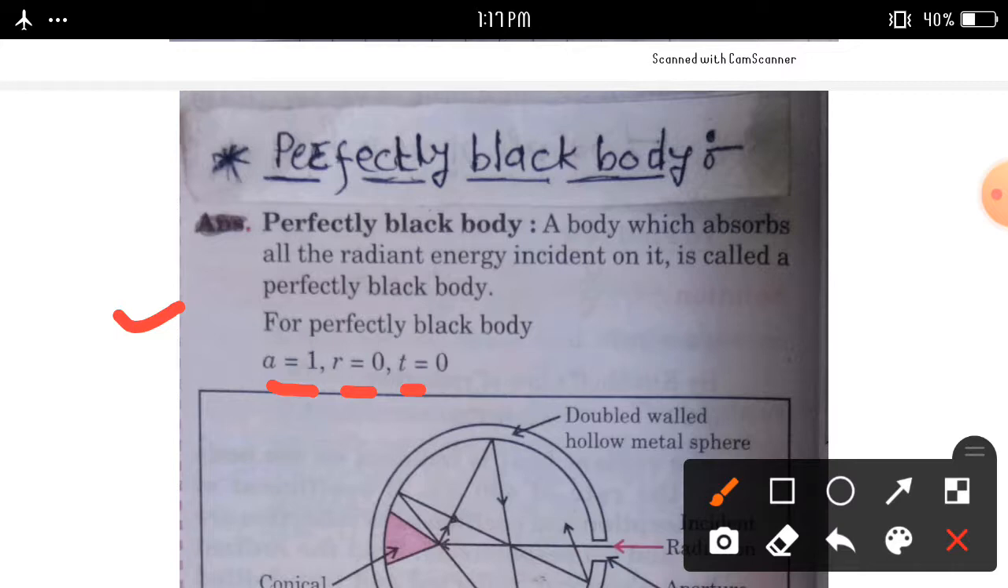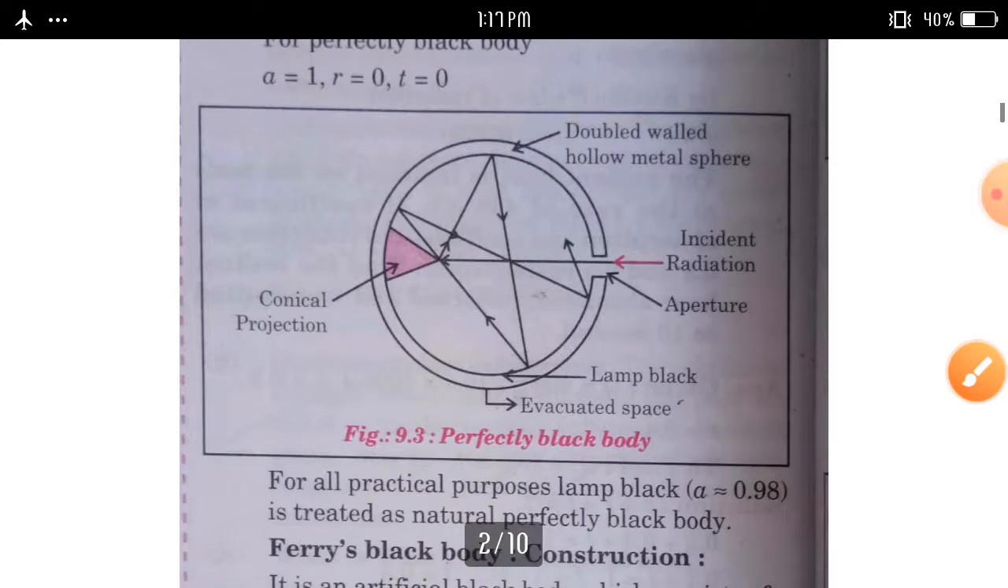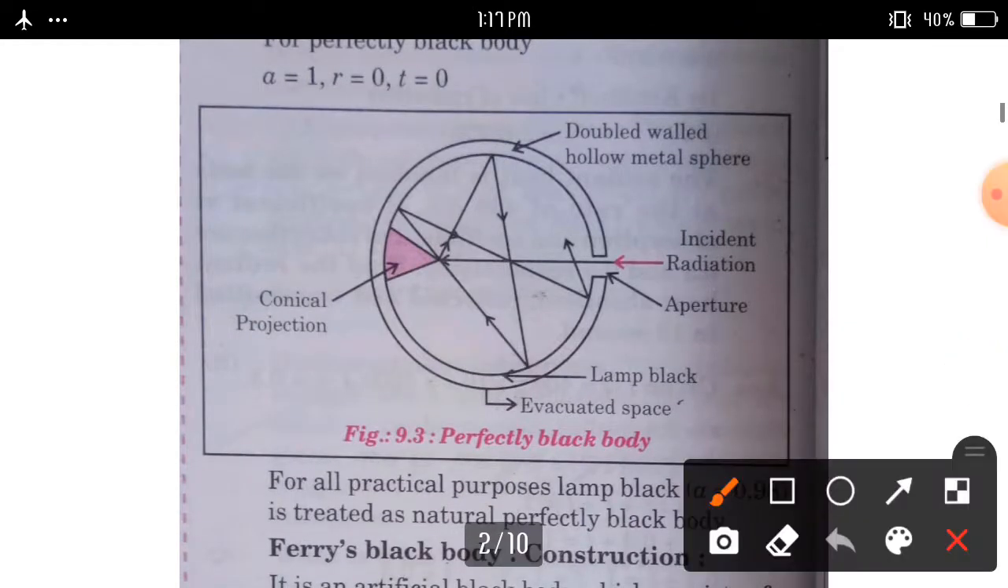According to Ferry's black body, here given.